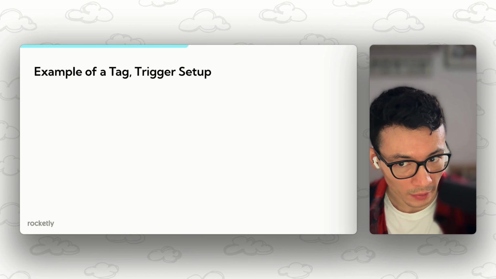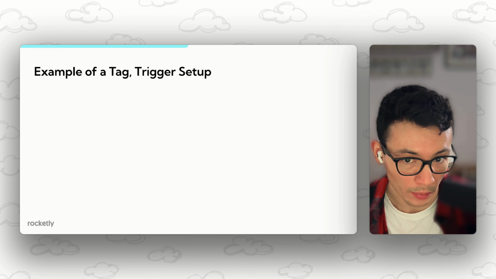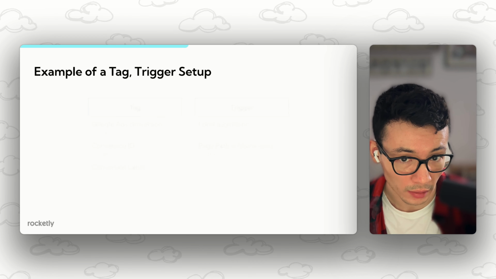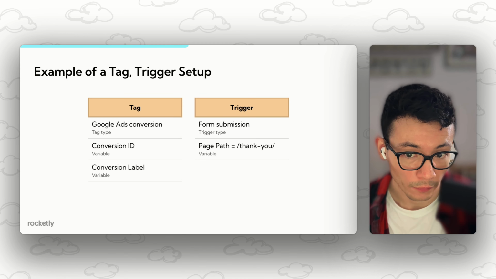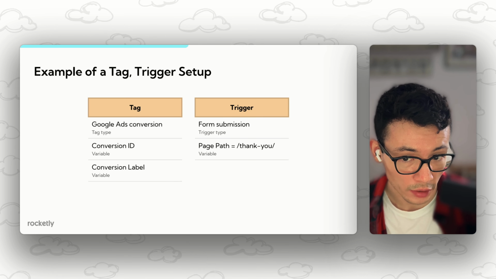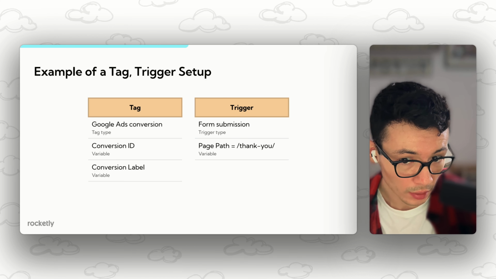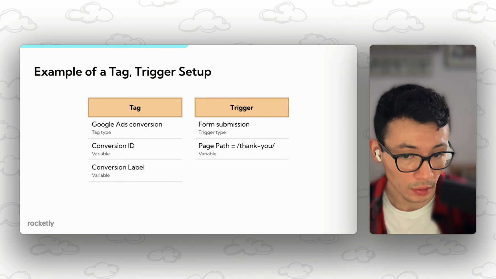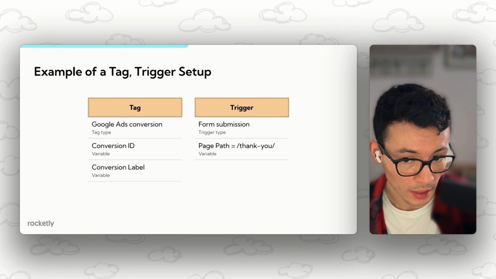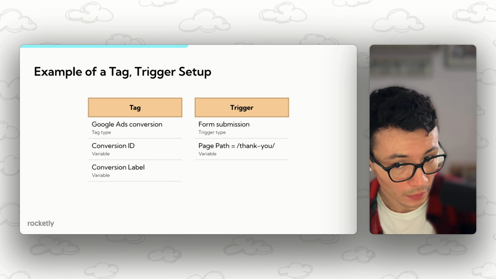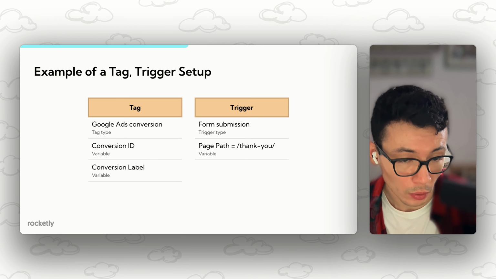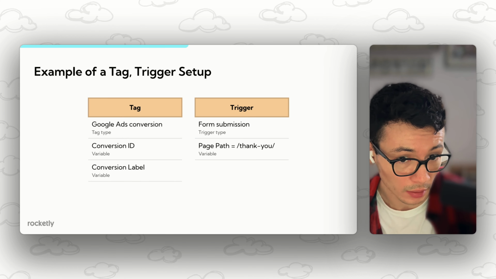Okay, so to make things a bit clearer, I've got an actual example of how a tag trigger setup might actually look like with variables. So for Google Ads, we might have a Google Ads conversion tag with a conversion ID variable, which will be the ID of the Google Ads conversion action we're tracking. That might also have a Google Ads conversion label, which is also a variable tied to the Google Ads conversion tag. So every Google Ads conversion action that you deploy inside of Google Tag Manager is always accompanied by a conversion ID variable and a conversion label variable, which we will go into further detail in the next module.